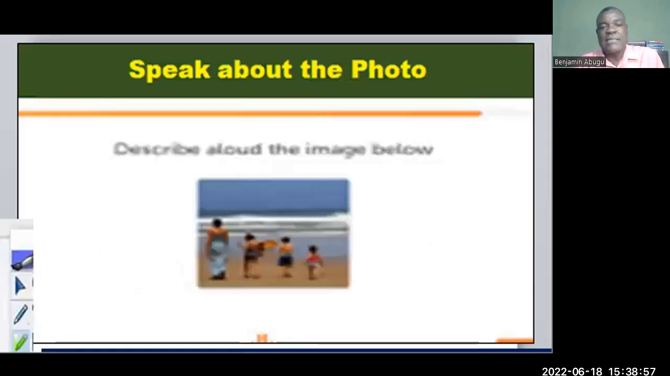Now let's look at the second question type, which is speak about the photo. Here you are given a photo, a picture, and you are asked to describe aloud the image given below. Now, first look at the photograph. You can see there are 4 people in the photograph, and in front of them, you can see what looks like a beach. So what you need to do is to figure out what the picture is about.